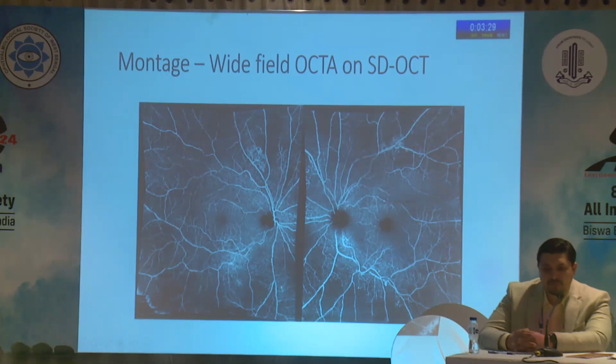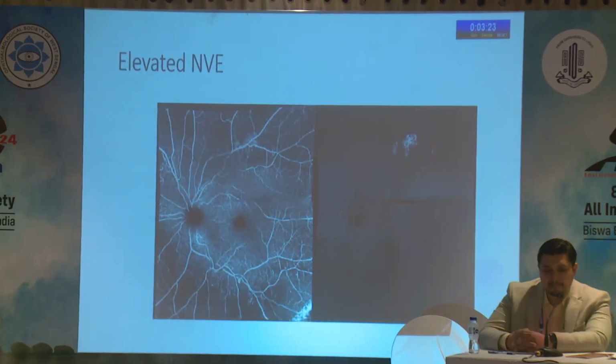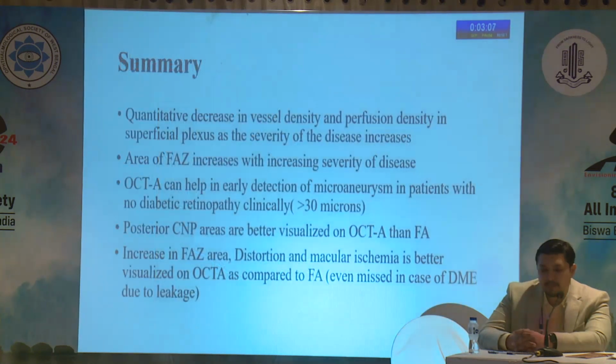And this is the other eye of the patient. Again, you can see there are peripheral CNPs and you can see a neovascularization there. One advantage of OCTA is that you can segment at the level of ILM and you can see these NVs are actually raised and projecting into the vitreous. That is one advantage of OCTA. It tells you which NVs are raised and which are flat on the retinal surface.